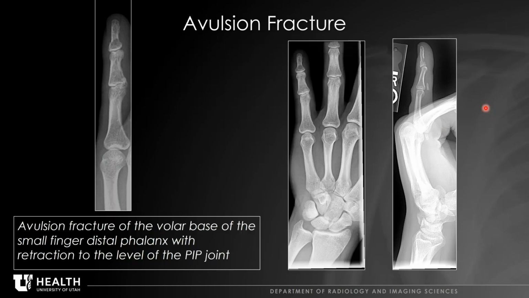Here's another avulsion fracture of a finger. So this is an avulsion fracture of the volar base of the small finger distal phalanx with retraction to the level of the PIP joint. So this fragment right here used to be up here. So as the tendon inserts here, it fractured off, and then it displaced all the way here to the level of the PIP joint. So this is going to be a fun surgery to take this bone and tack it down back up here because it's displaced so far.